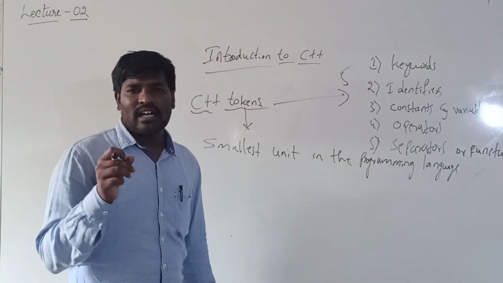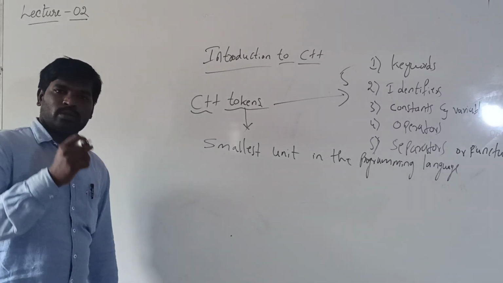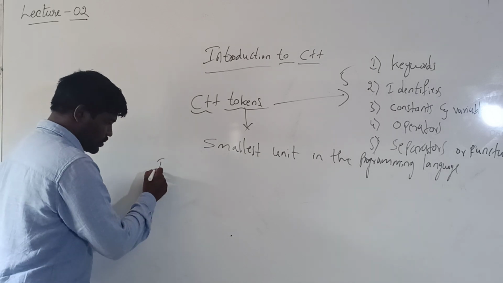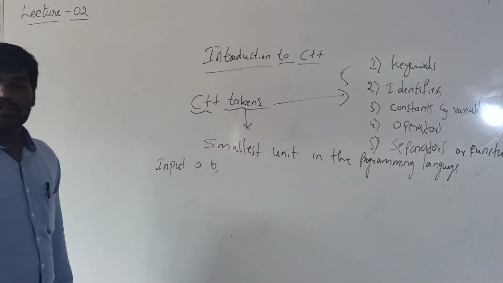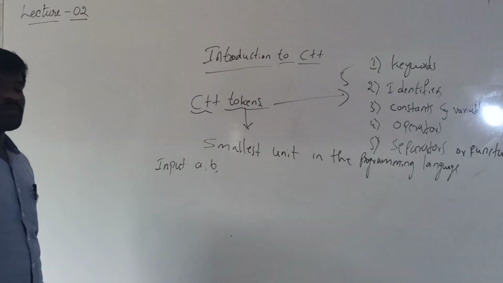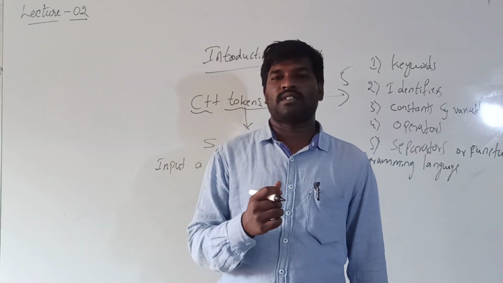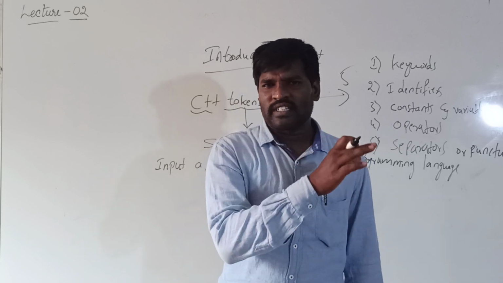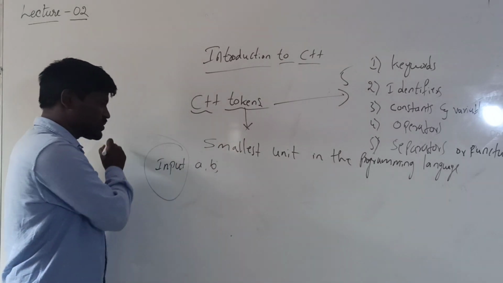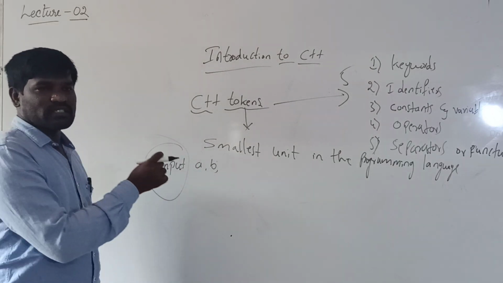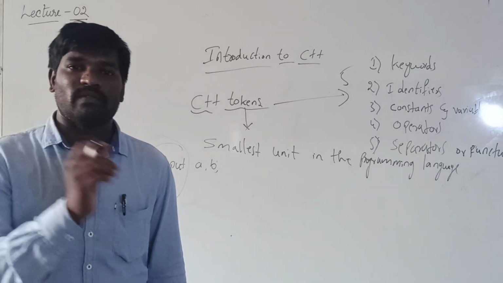Keywords are nothing but reserved words. In an algorithm, if you want to give input to the system, you have to write a statement like this: input A comma B. If you want to perform the sum of two numbers, the sum of three numbers, or the largest of two numbers, whatever the problem may be, we give the input with the help of this word, input A comma B. It means that you can give any integer value or any decimal value.